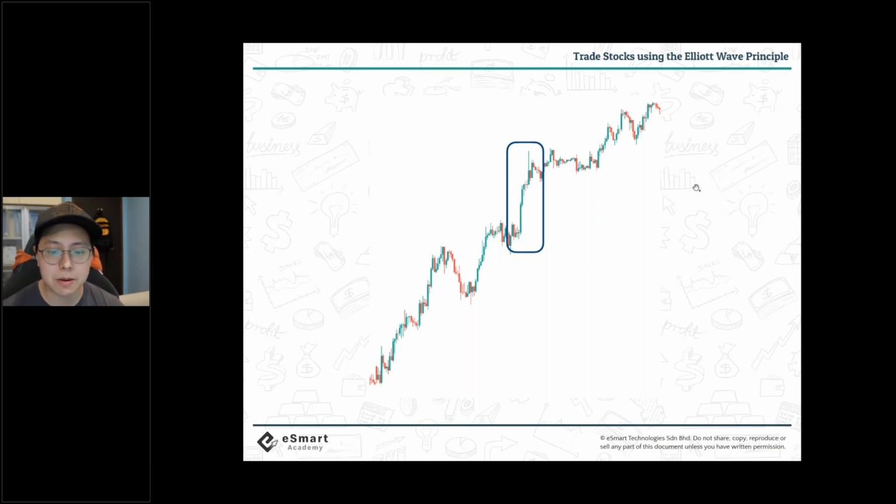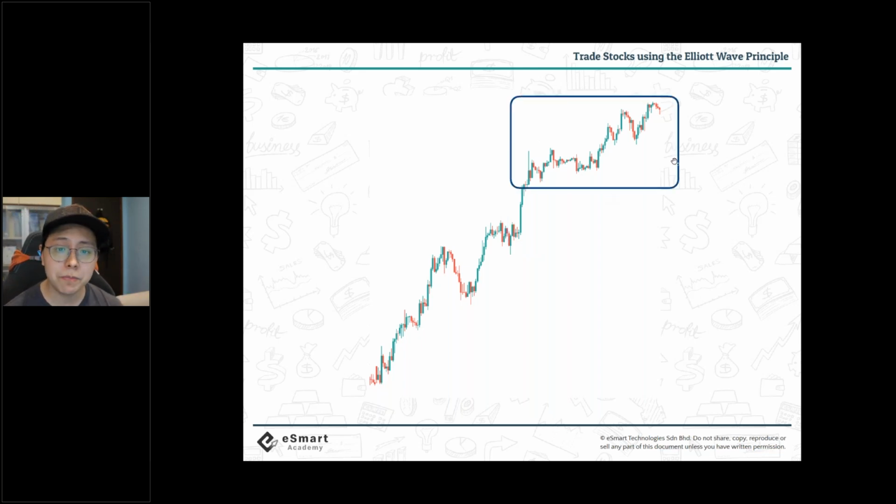Now, next one here, I think this should be easy. If you think this is an impulse, put in I. If you think this is a correction, put in a C. Okay, good. So I'm seeing you guys are typing in impulse, right? All right, so very clear. That is an impulse, right? The momentum to the upside is obvious.